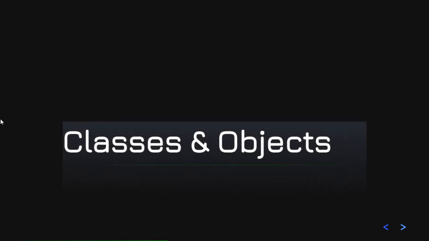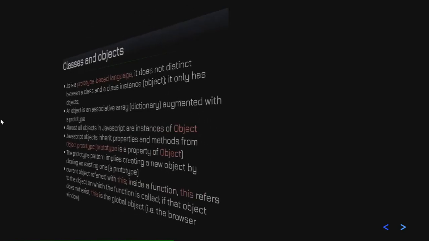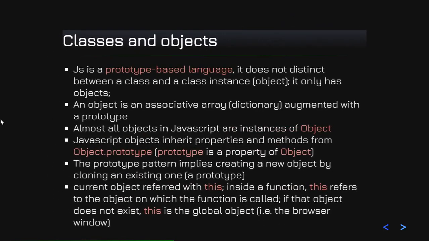Now we move to another important part of the language, which is object-oriented programming. So we talk about objects and classes in JavaScript. JavaScript is a prototype-based language that does not distinguish between a class and a class instance. So it doesn't actually have classes, although there is a keyword class that can be used in order to create a class, but that's just syntactic sugar. It doesn't actually have classes like other object-oriented programming languages, for example, Java or C#.